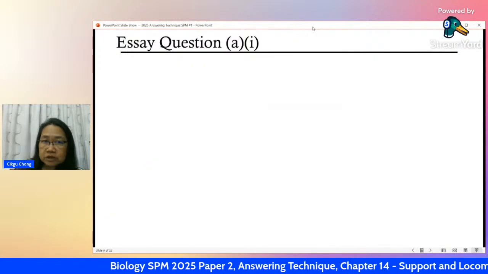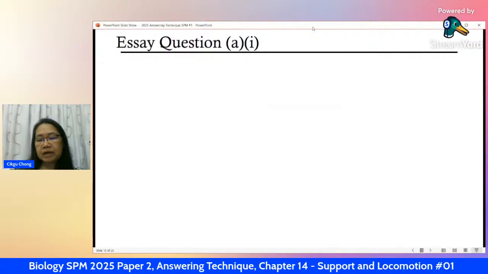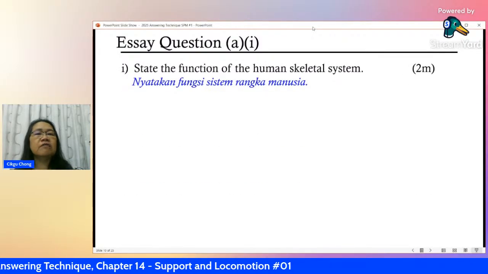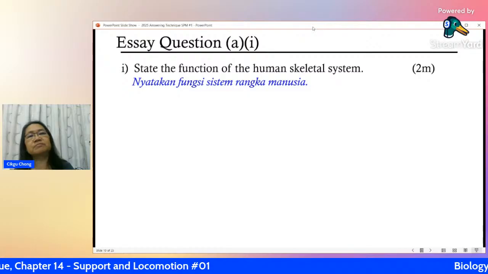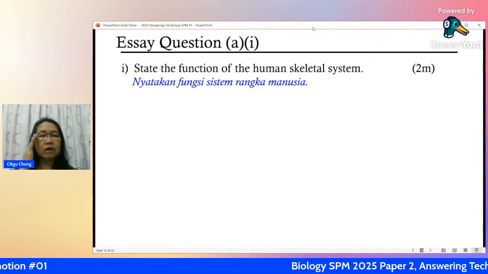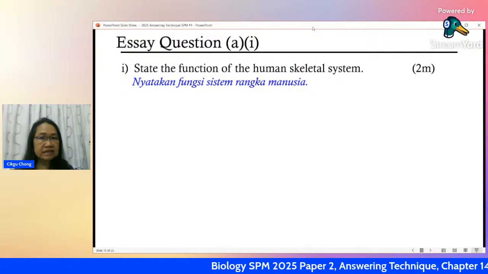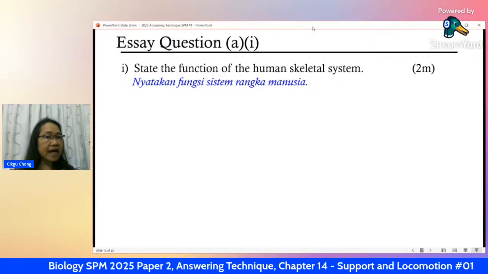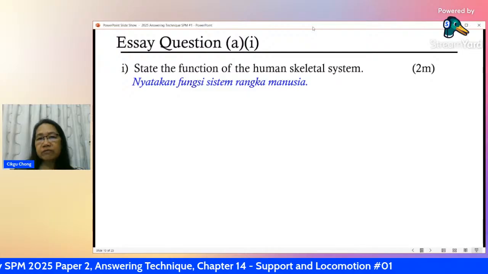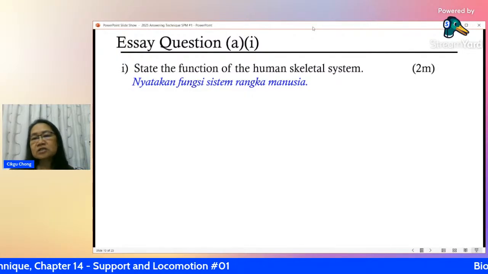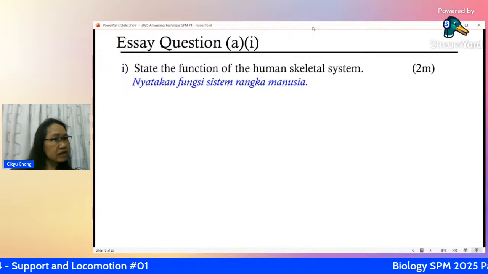Okay, so what's the question? A1. They want you to, first of all, state the function of the human skeletal system. So why do we have bones, in other words? Why do we need bones? All right, we are human with the endoskeleton. Our bones, our skeletal system is inside the body, endoskeleton. So what do we need it for? Okay, 2 marks. So 2 points. All right, 2 points. So very simple. You learned it before, right?